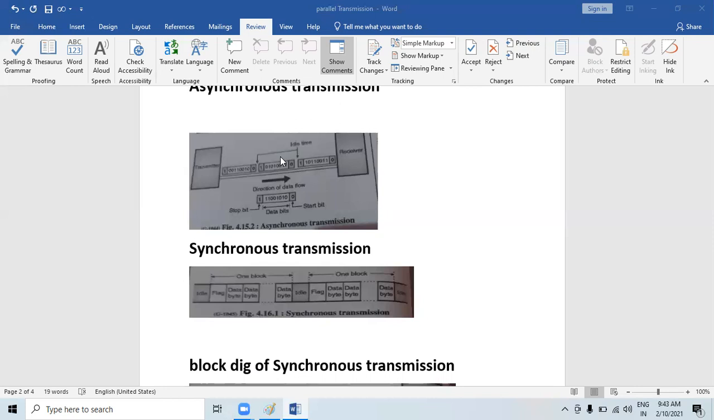Then the application of asynchronous transmission: the connection of the keyboard to the computer is an example of asynchronous transmission. The connection of the keyboard to the computer is an example of asynchronous transmission. I hope that asynchronous transmission you now understand with the help of an example also. So now synchronous transmission.